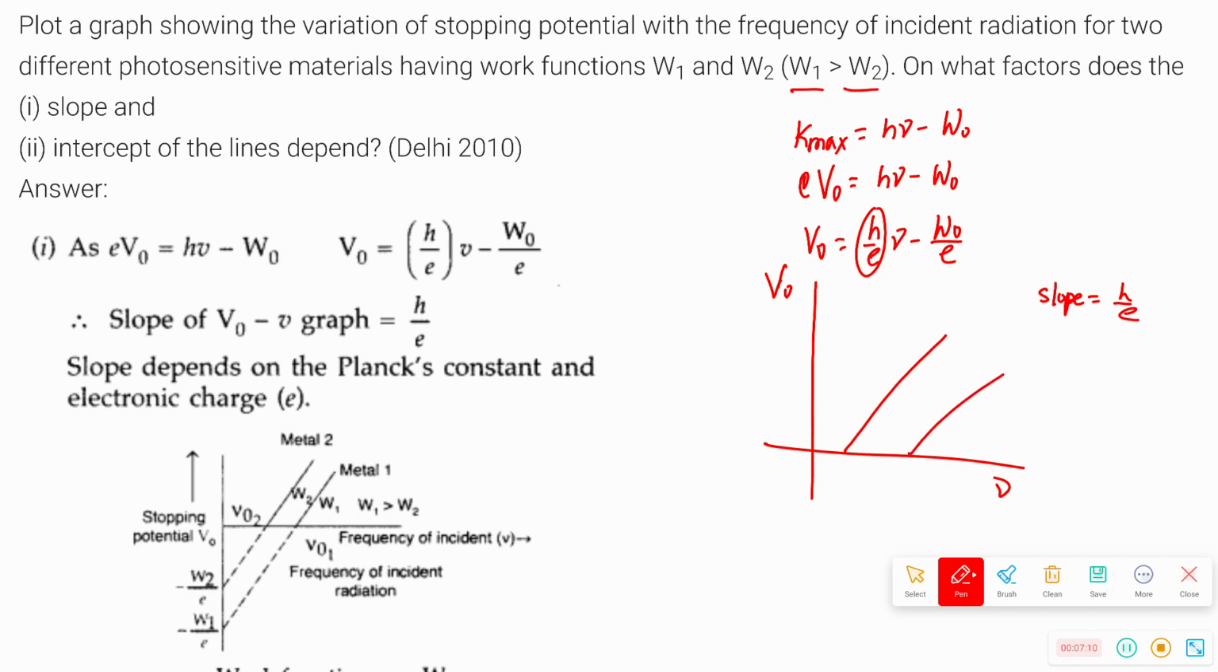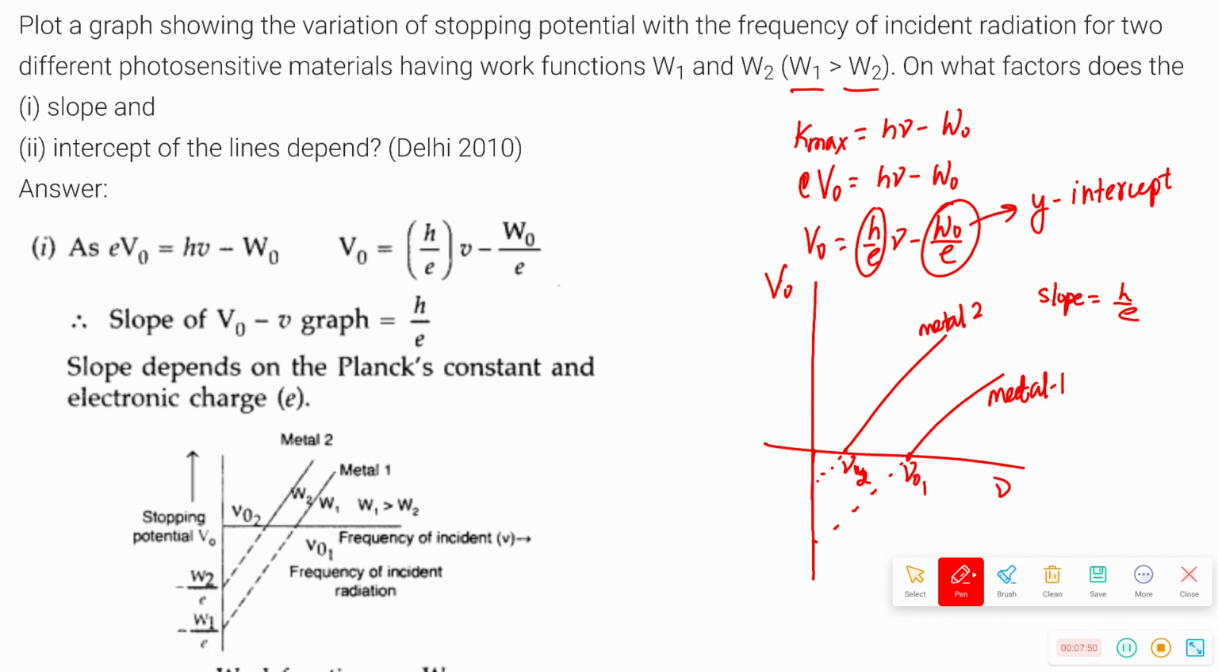The graph will be a straight line like this. And what is the y intercept? It is W naught by e, this will be the y intercept. Now next, listen. Here this is your nu naught 1, and this one will be nu naught 2. This is your metal 2, and this is your metal 1.